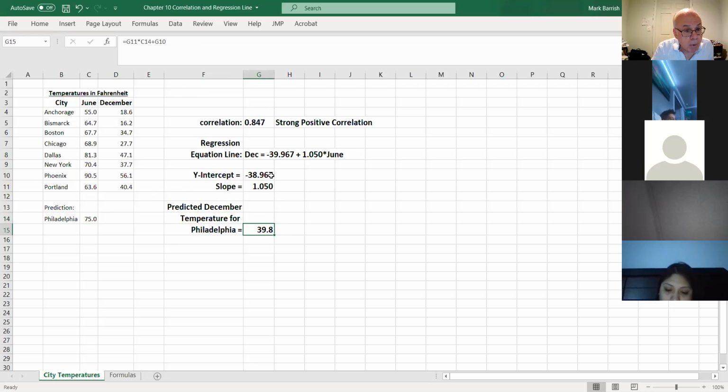G10. Which G10? The y-intercept's right here. It will give me the predicted y when x is 75. X is 75 degrees in June in Philadelphia. Predicted y, the average temperature in December, according to this equation, should be 39.8 degrees Fahrenheit. All right. Now, I will post this for you.